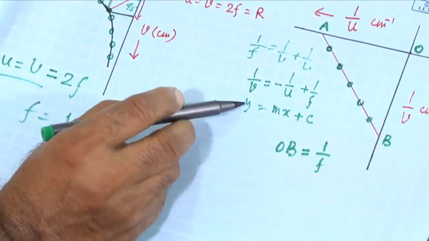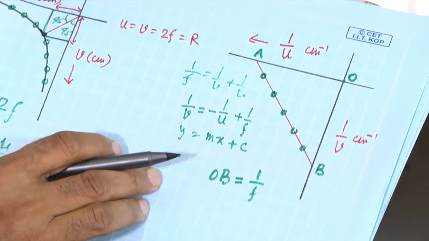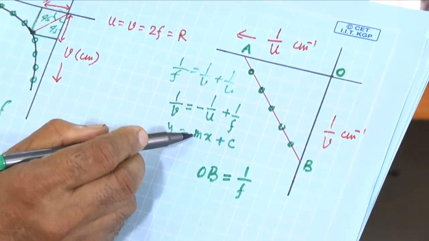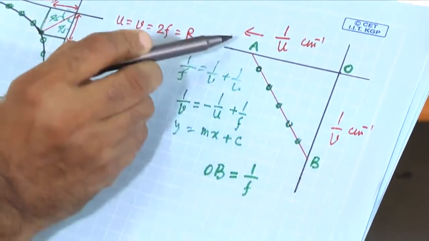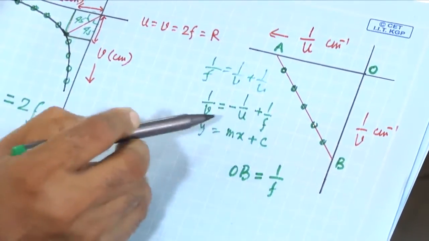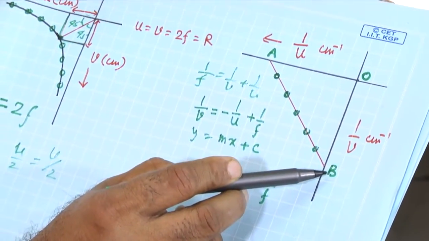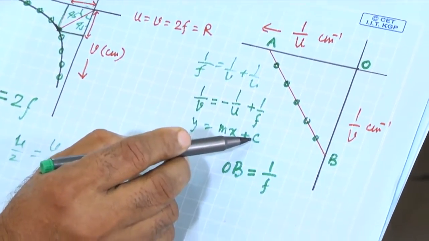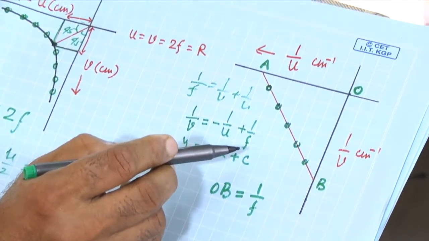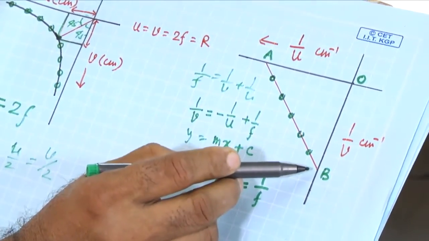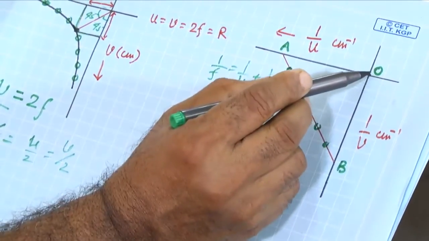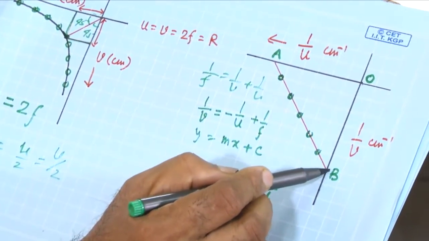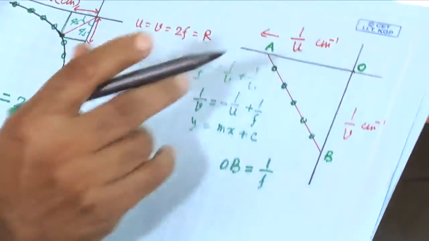So it is just y equals mx plus c, right. So m is basically minus 1, a negative slope. The straight line you will get has a negative slope. And c is the intersection of this line on the y axis. So the intersection is basically OB. This is the intersection point, so OB is the intersection.